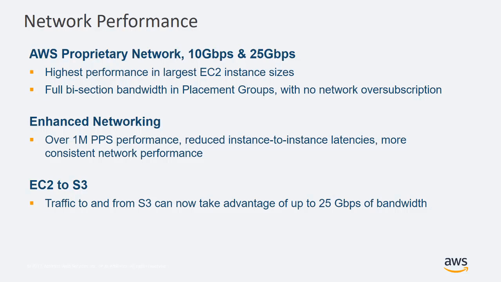With the announcement of the Elastic Network Adapter, traffic between instances is now up to 25 gigabits for multi-flow. This is bisection bandwidth within a placement group, and there is no network oversubscription. AWS customers can now benefit from a predictable, low latency, high bandwidth network to run their HPC workloads. Additionally, traffic to and from S3 can now take advantage of up to 25 gigabits of bandwidth.